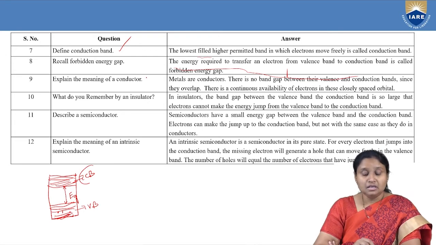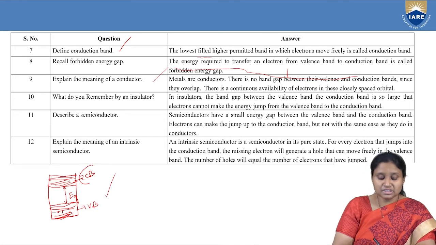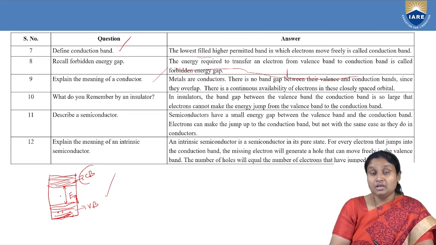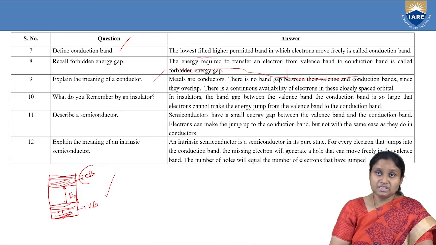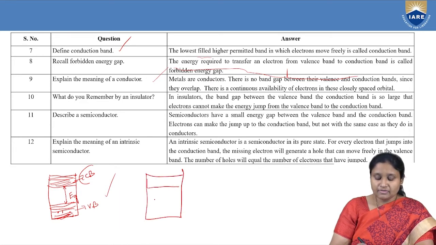The next is what is a conductor. So when we talk about conductor, again we'll take help of this energy band diagram. If you see this forbidden energy gap, depending upon the width of the forbidden energy gap, of course we have three types of materials: conductors, insulators and semiconductors. When we talk about conductors, this is our valence band and this is our conduction band.